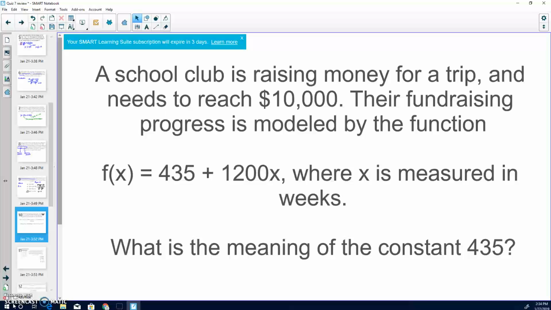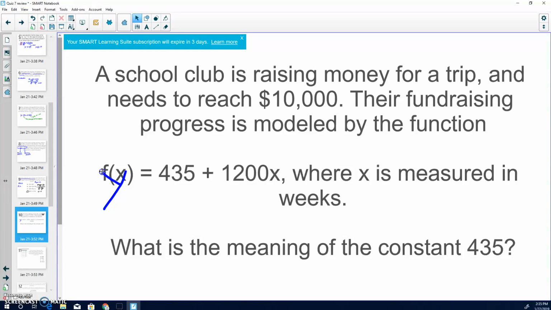A school club is raising money for a trip and needs to reach $10,000. Their fundraising progress is modeled by the function f of x, which is just another word for y, equals 435 plus 1,200x, where x is measured in weeks. What is the meaning of the constant 435? So raise your hand and tell me, what does 435 mean in this equation?